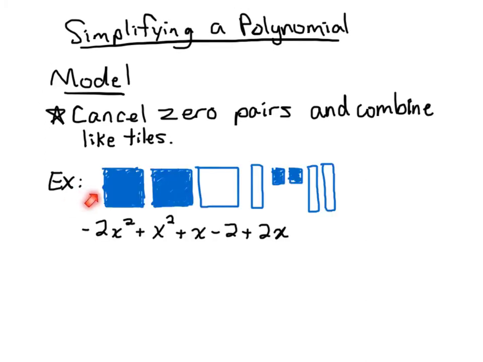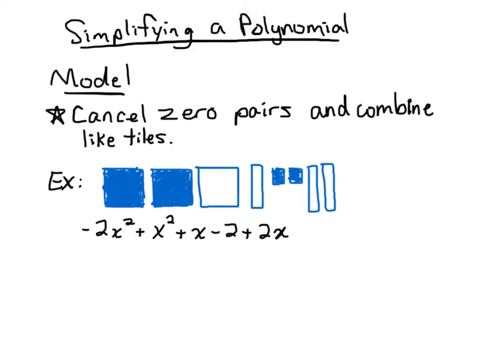So here we have the model of negative 2x squared plus x squared plus x minus 2 plus 2x. This is modeled here by this algebra tile model. So to simplify this, and we know it's not simplified because we have more than one term that are like terms, we want to first cancel out any zero pairs that we have.